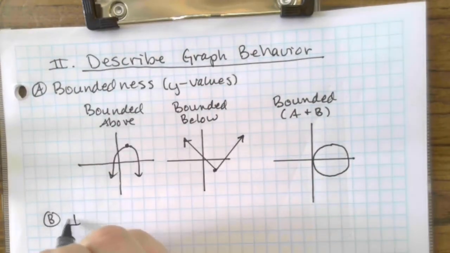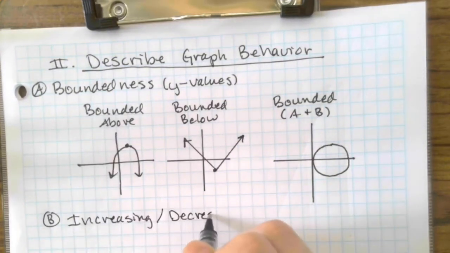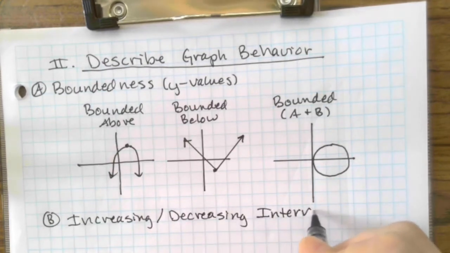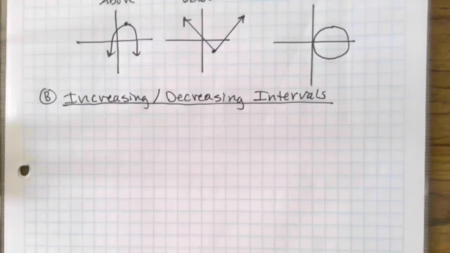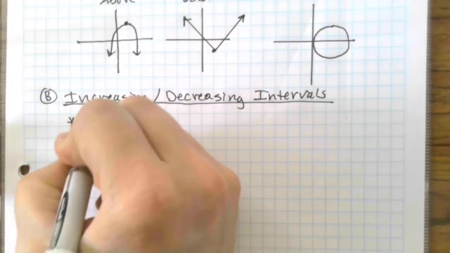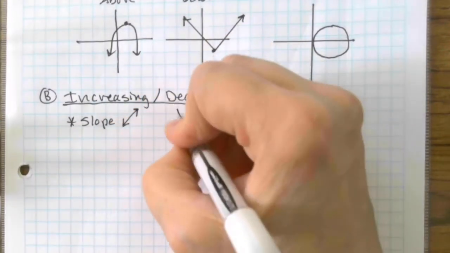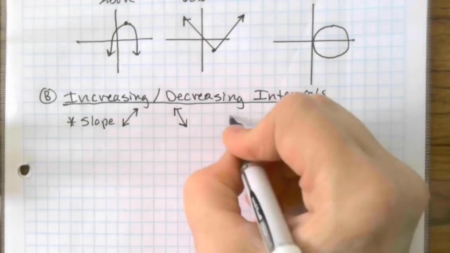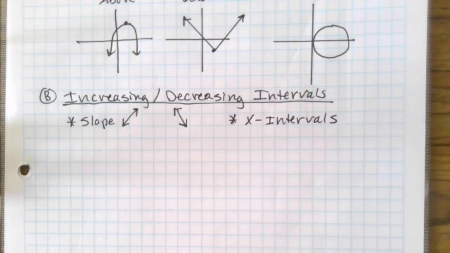we're going to do increasing and decreasing intervals. Okay, increasing and decreasing refer to slope. Increasing means the slope is going up. Decreasing means the slope is going down. To describe where this is happening, we use x intervals. And of course, we use interval notation to describe that.